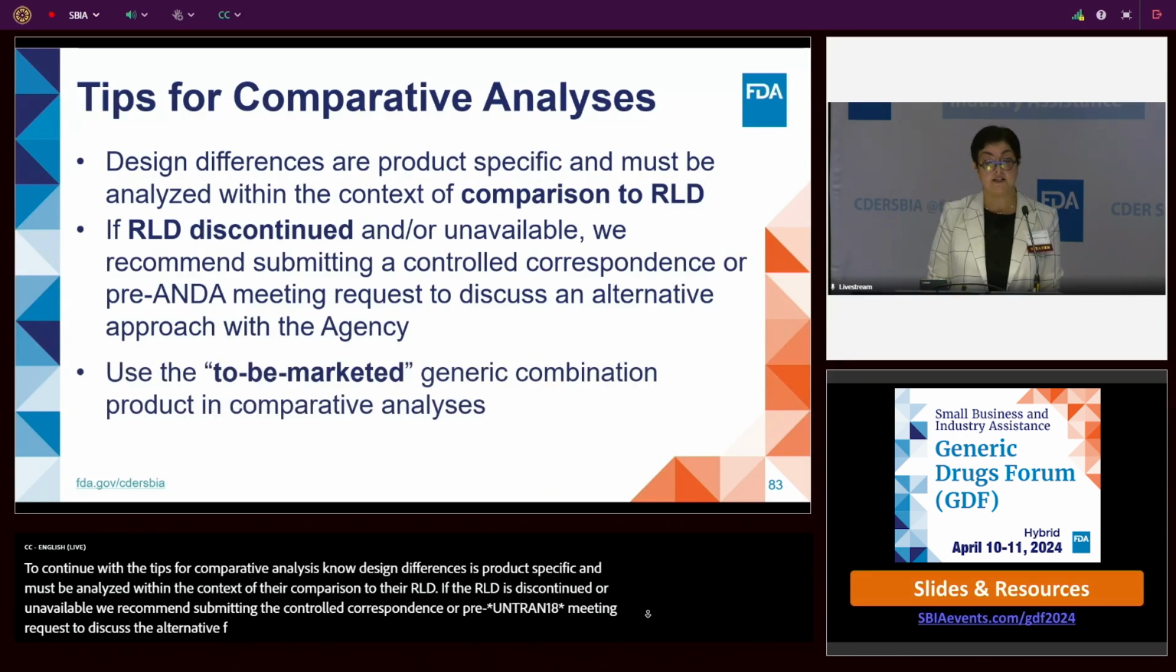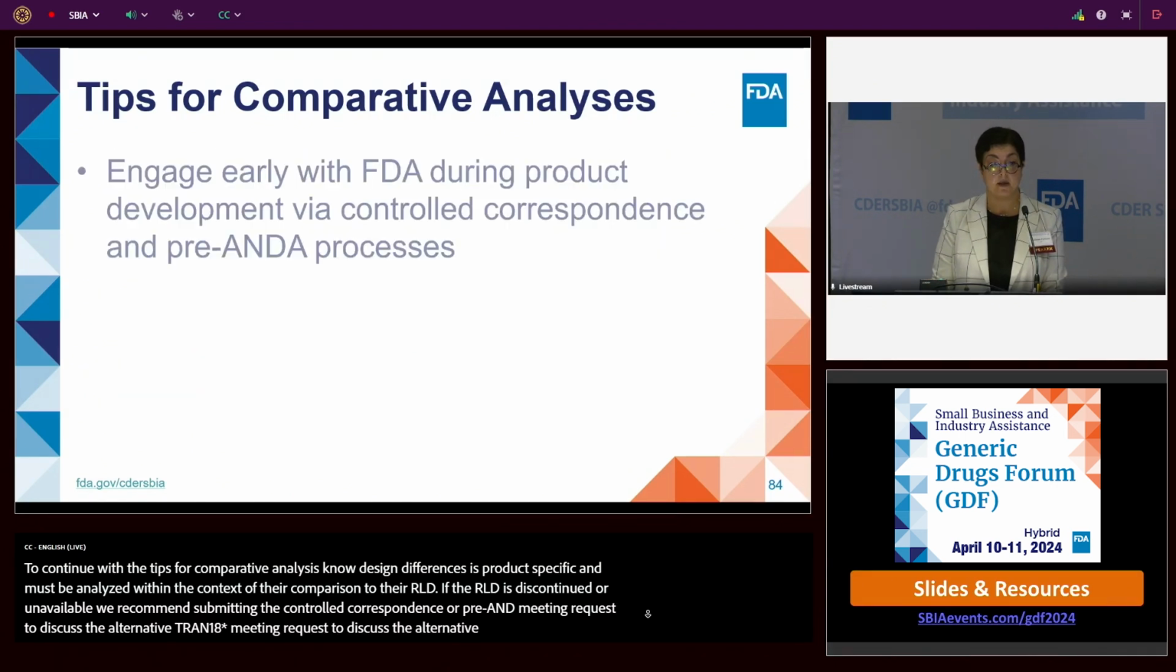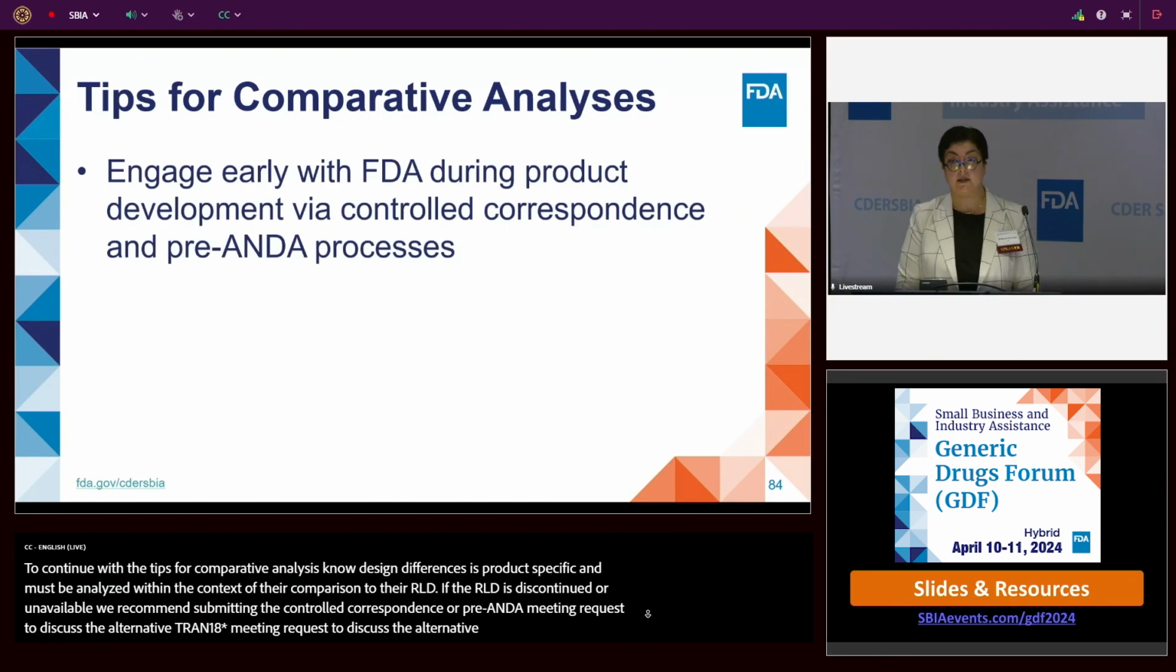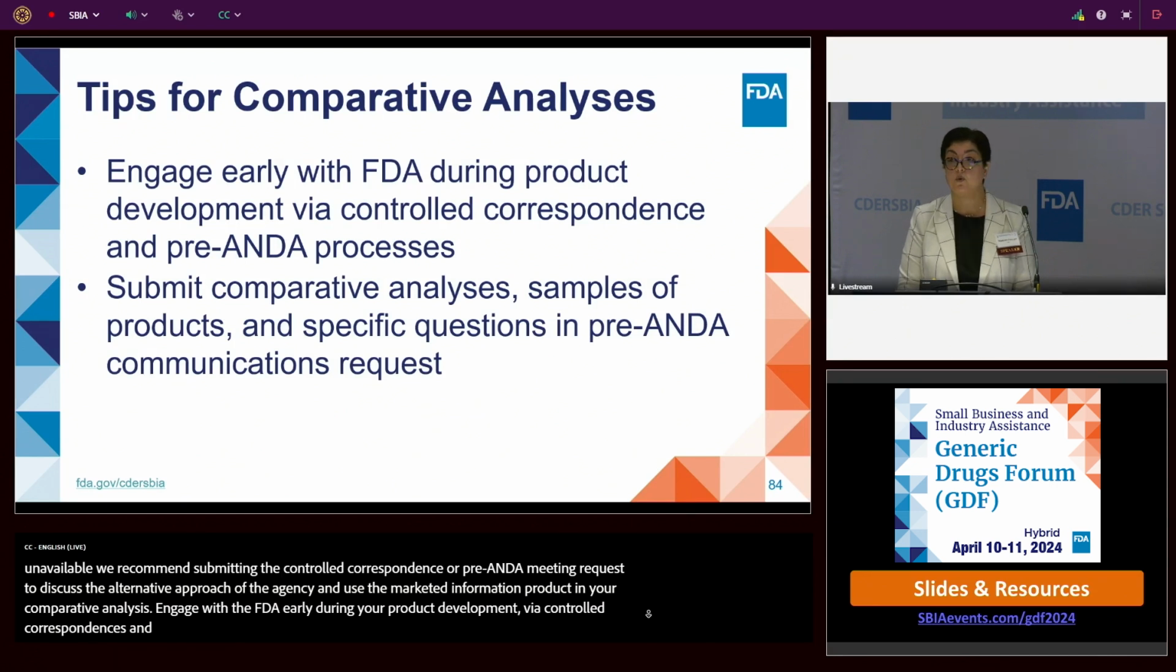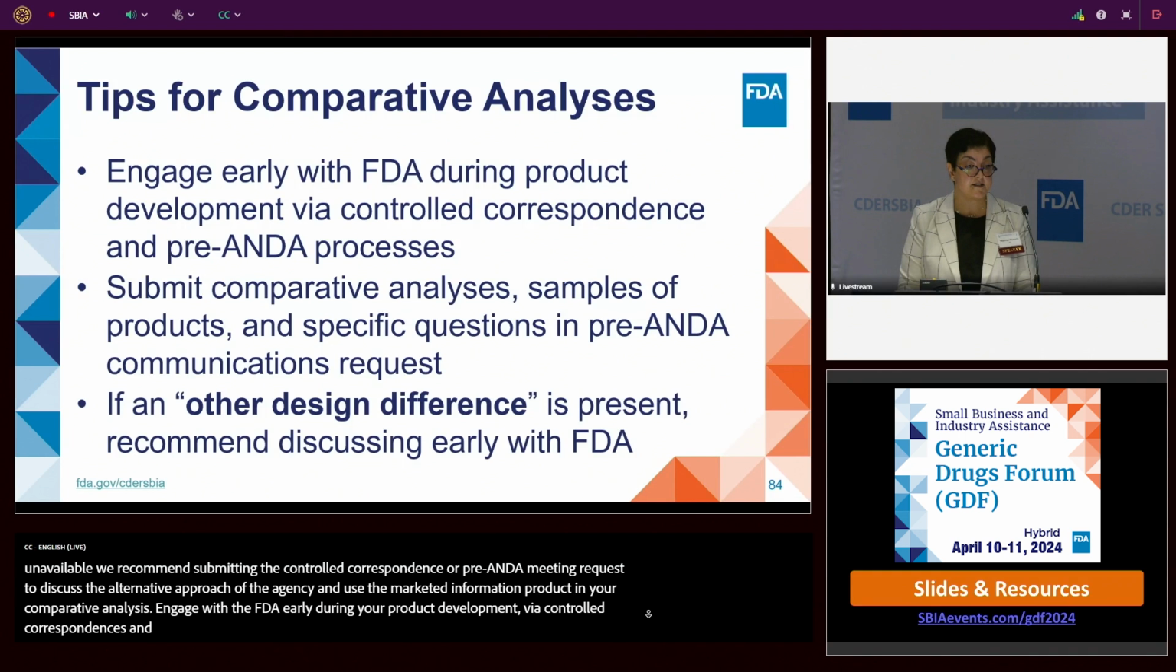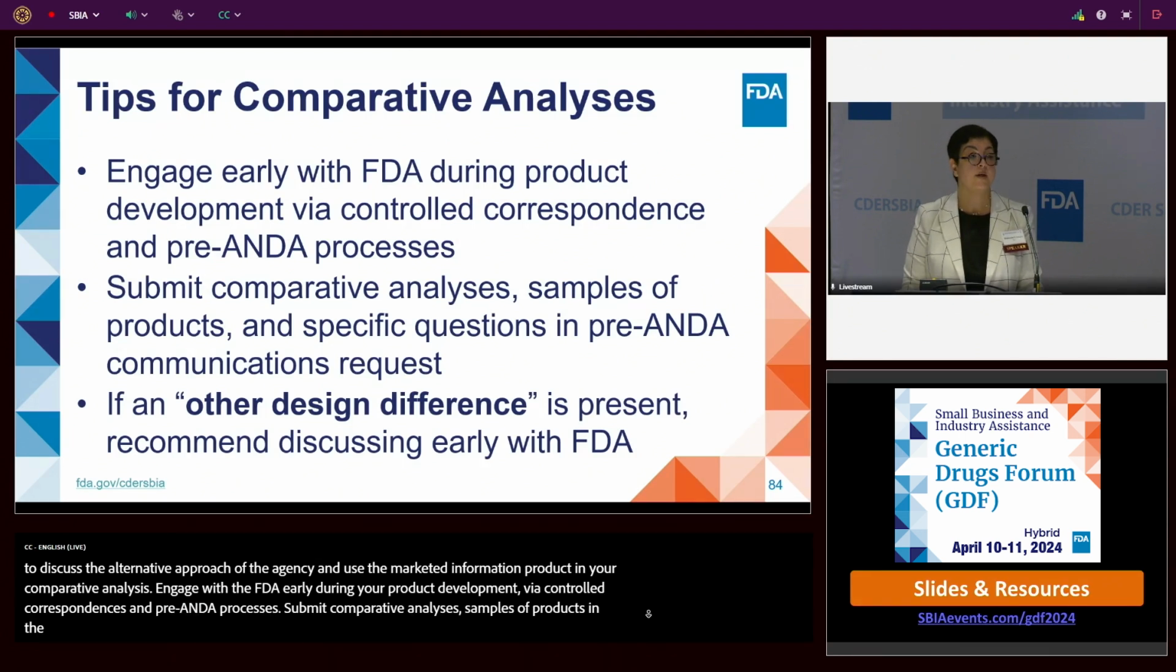Use the to-be-marketed generic product information in your comparative analysis. Engage with FDA early during your product development via controlled correspondences and pre-ANDA processes. Submit your comparative analyses, the samples of your products, and specific questions in pre-ANDA communication requests. And if you identify other design differences, we again highly recommend discussing that early with us.